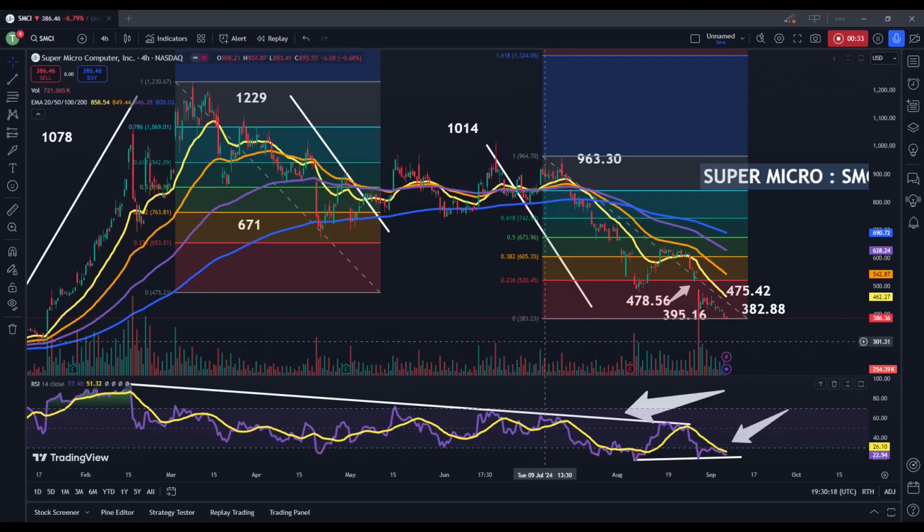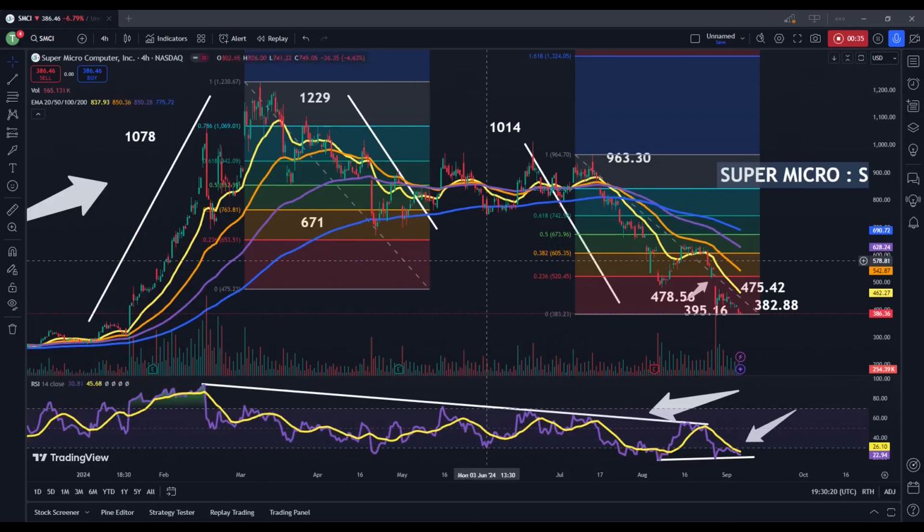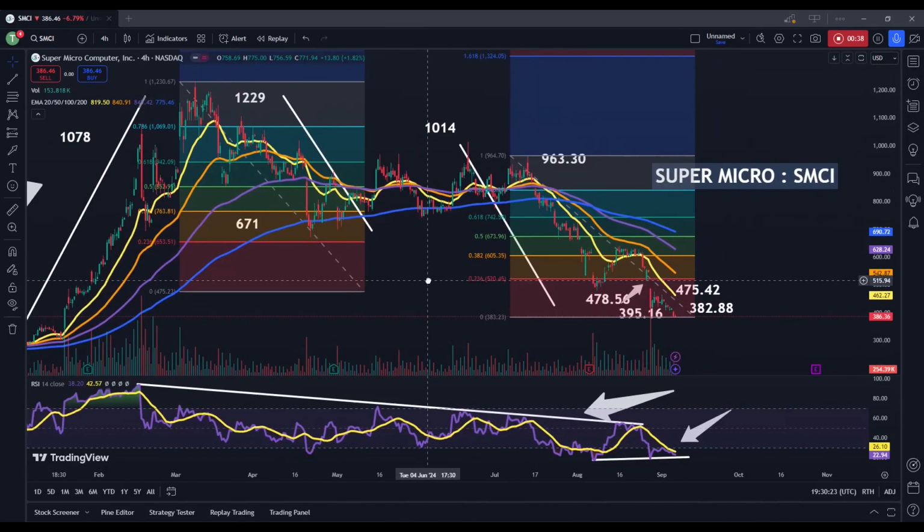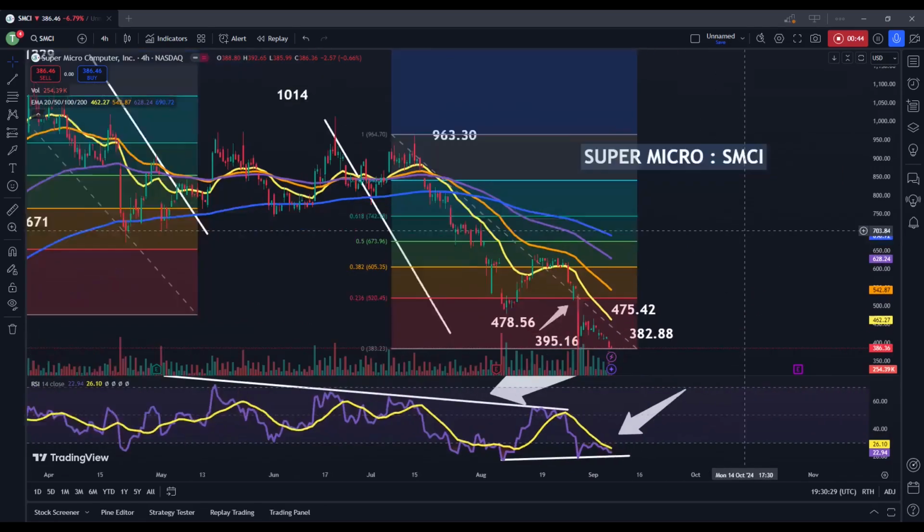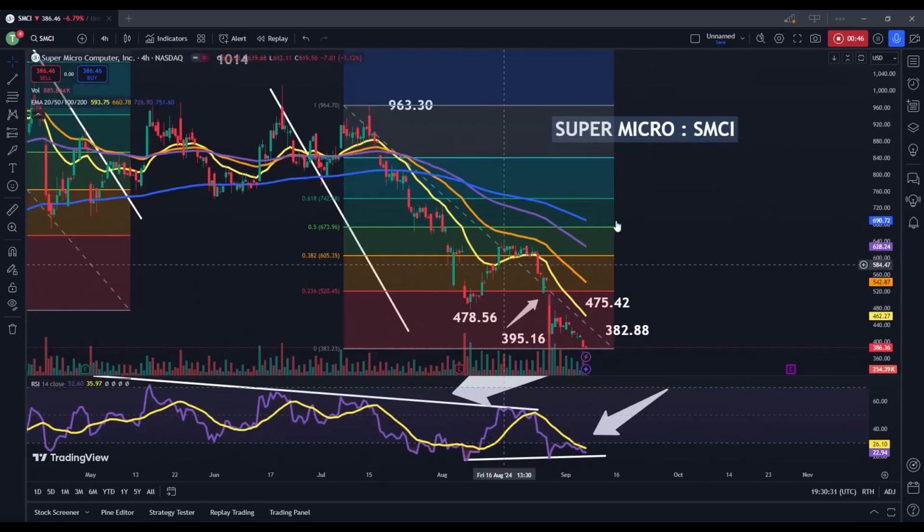So here we have the 4-hour price chart. Each candle in this price chart represents a 4-hour trading period. Clearly at this stage, anybody that's been following the stock is very familiar with the fact that share prices have been declining quite rapidly. Near-term trend highs really come in right around 963.30 at the moment.